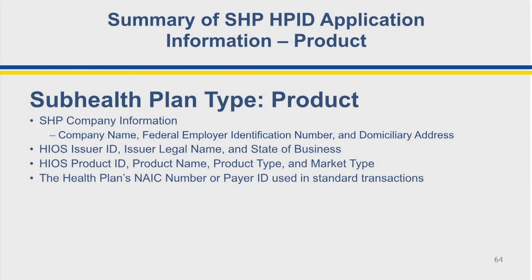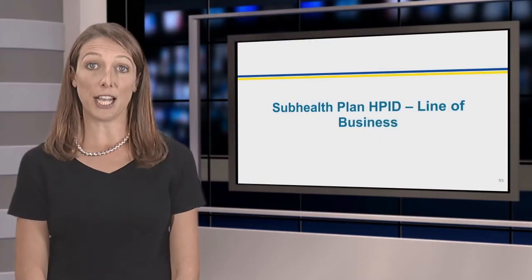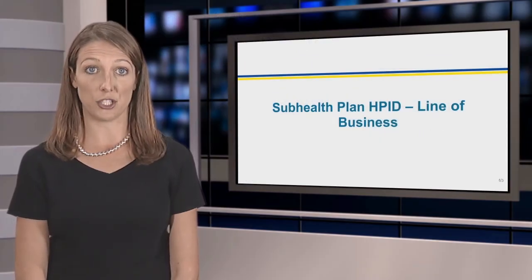Here is a summary of the information collected for a product-level SHIP HPID application. The product is identified by its HIOS product ID, product name, product type, and market type, which are all pulled from the HIOS database. Unlike the company or issuer levels, where you can add a record if one does not already exist, only existing HIOS products are currently available for selection in HIPPOs. We'll now discuss the line of business level application.